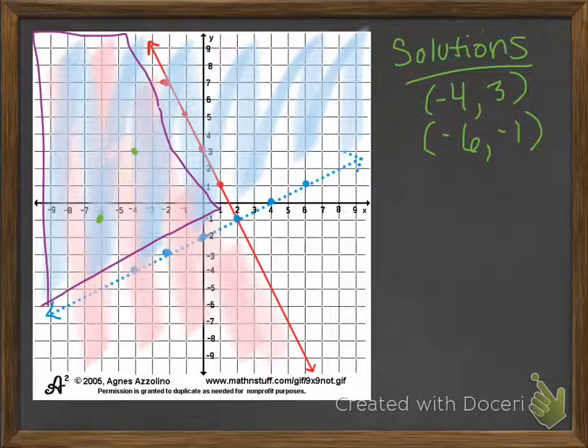You can just pick anything that doesn't fall in that purple area. So 2, -4. And we can do 3, 2. Neither of those work. Alright. That's it for this one.